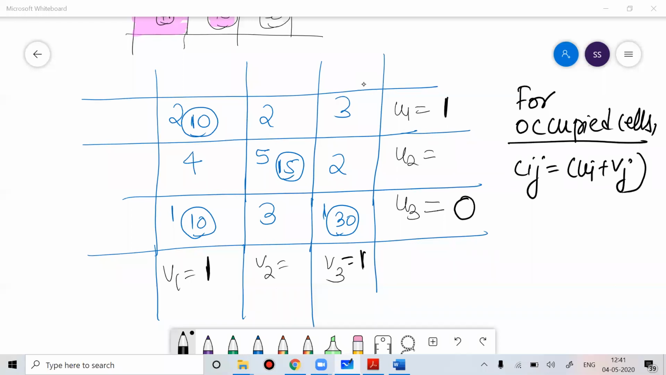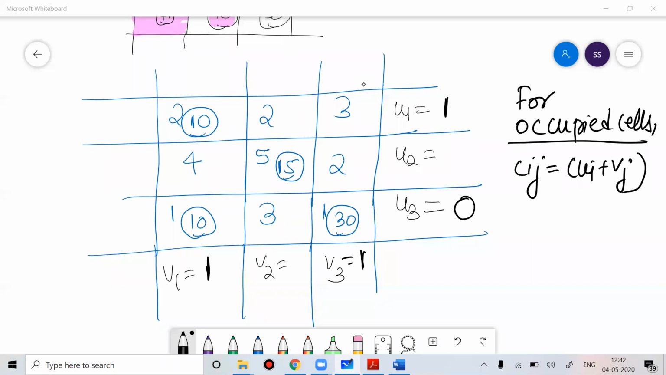Now what to do? In order to do that, you'll assign a dummy variable, because to do the problem you have to do something. There's no other way. The solution you got has only 4 allocations. In order to fill the values U1, U2, U3, V1, V2, V3, I need a minimum of 5 allocations. But that is not happening here.